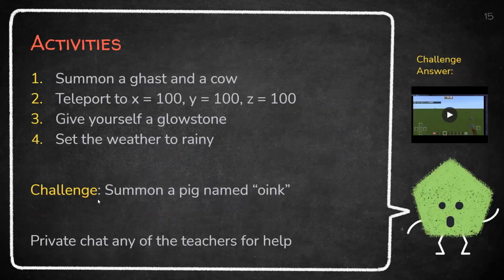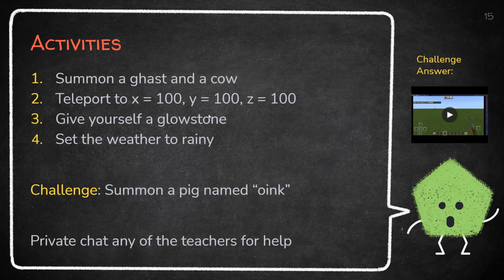Cool, so now we're going to do a small activity. What you're going to do is these 4 steps, and if you have time, you can do the challenge. The first one is to summon a ghast and a cow. These are going to be 2 different lines of commands. You summon the ghast first, and then you summon the cow. The next one is teleport to x 100, y 100, and z 100. Use the teleport command and specify your x, y, and z coordinates.